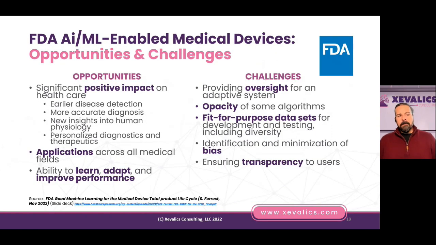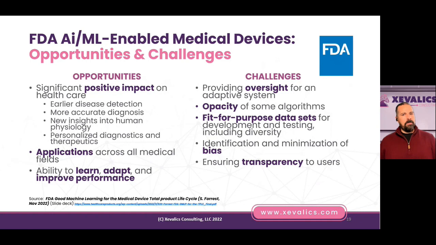Here, the FDA recognizes that there are some opportunities and challenges in moving forward with AI machine learning enabled medical devices. Let's take a look first at the opportunities. There's a significant positive impact on healthcare, like early disease detection, more accurate diagnosis, new insight into human physiology, personalized diagnostics and therapeutics, application across all medical fields, and the ability to learn, adapt, and improve performance. That's one of the benefits of using this kind of technology.